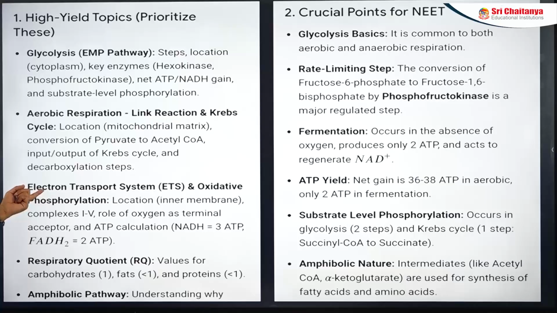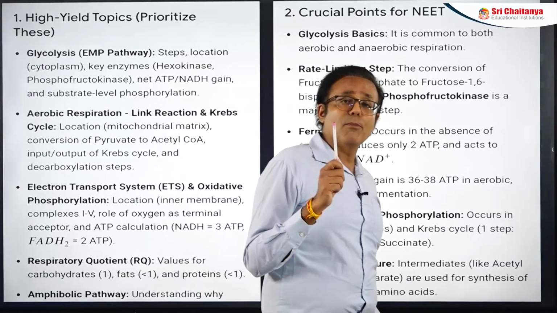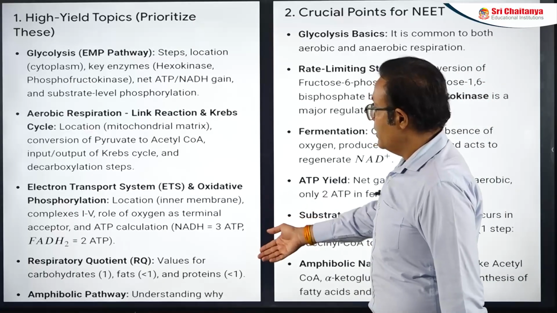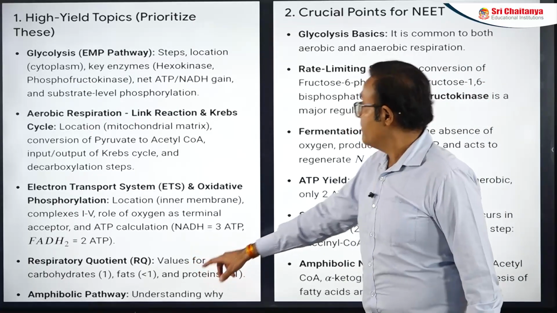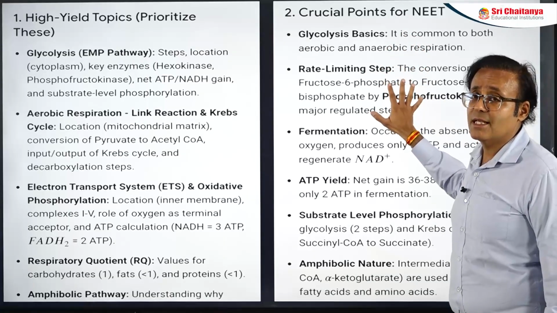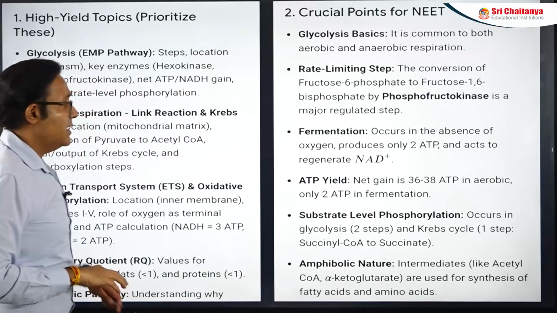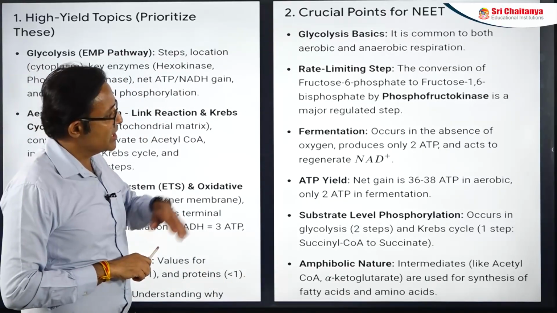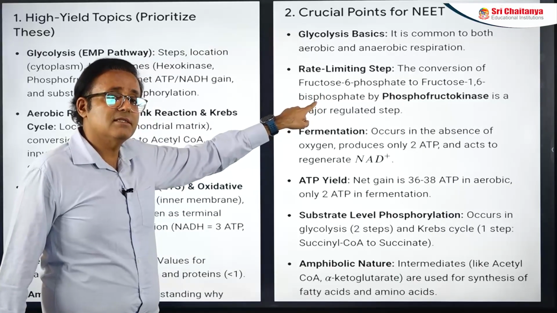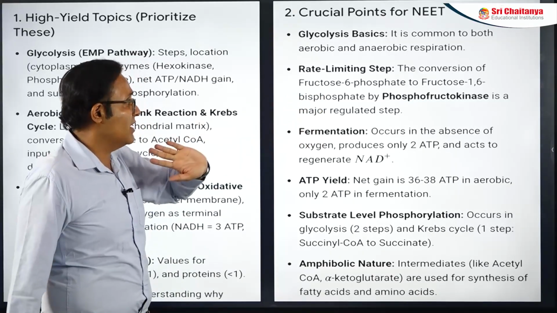Then we have the electron transport system, which I repeat, you have to give emphasis, you have to give more importance to the names of the complexes of the ETS. Okay, then remember the RQ values. Remember these are some of the crucial points which I have already discussed and mentioned. So just have a look at these crucial points for the NEET exams, which have been displayed here. This is the rate limiting step of glycolysis. The enzyme is PFK, phosphofructokinase, which is also called the pacemaker of glycolysis.